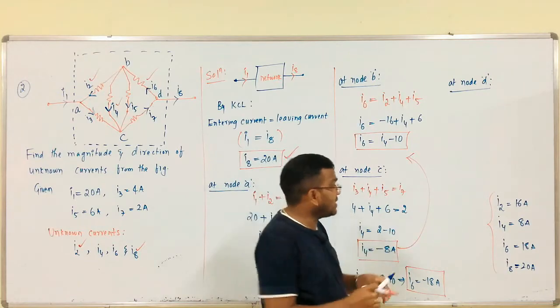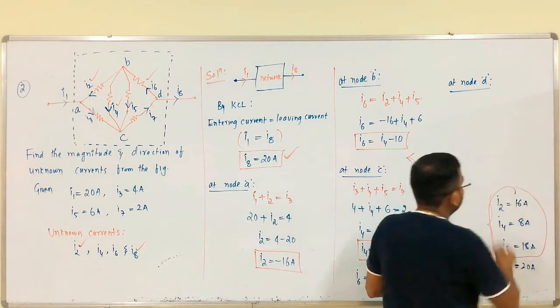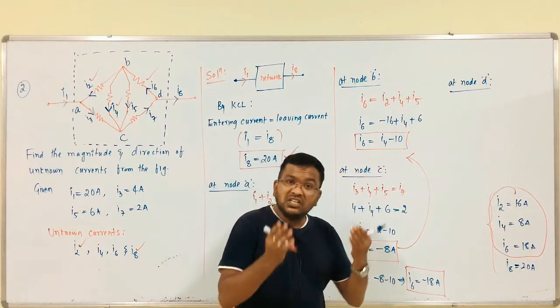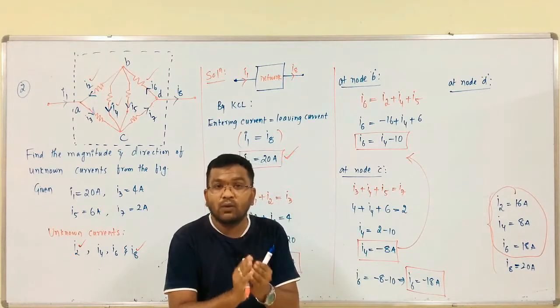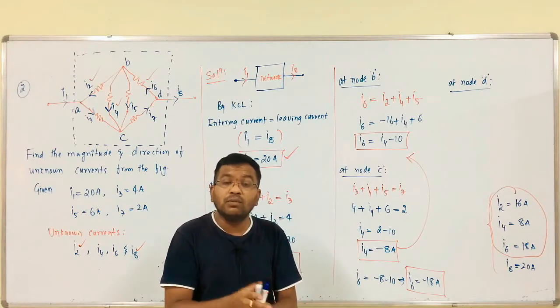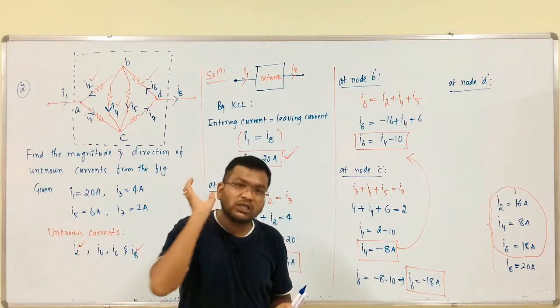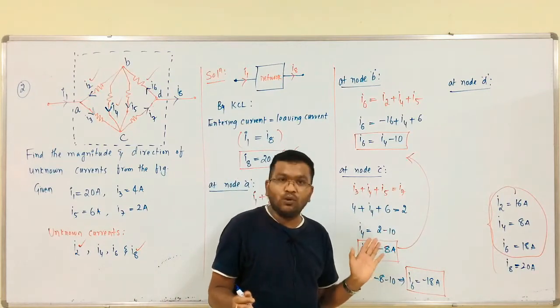But coming to I2, I4 and I6, by changing their current directions, we get negative values of the current. Is there any change in the magnitude of current? There is no change in the magnitude of current by assuming different current directions. Previously we assumed the positive current direction, that is why we got positive values for the unknown currents.